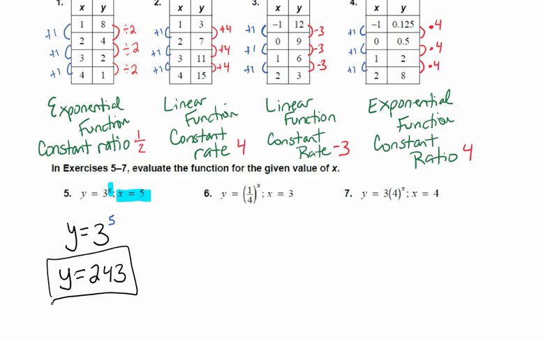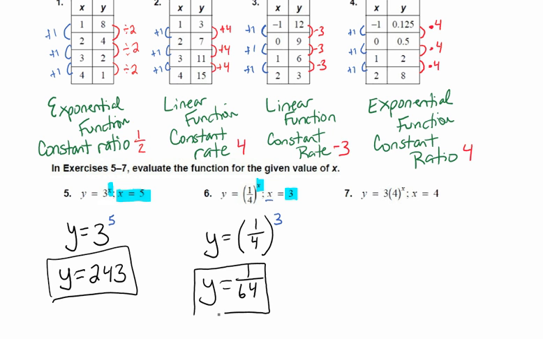So for number 6, we're going to be replacing this x with the number 3 because we're told that x equals 3. So we're going to have y equals 1/4 raised to the 3rd power. We can plug that into our calculator, or we can even distribute the 3 to our numerator and denominator and work those out separately. But if we plug that into our calculator, we're going to come out with a value of 1/64. And that's going to be our solution.